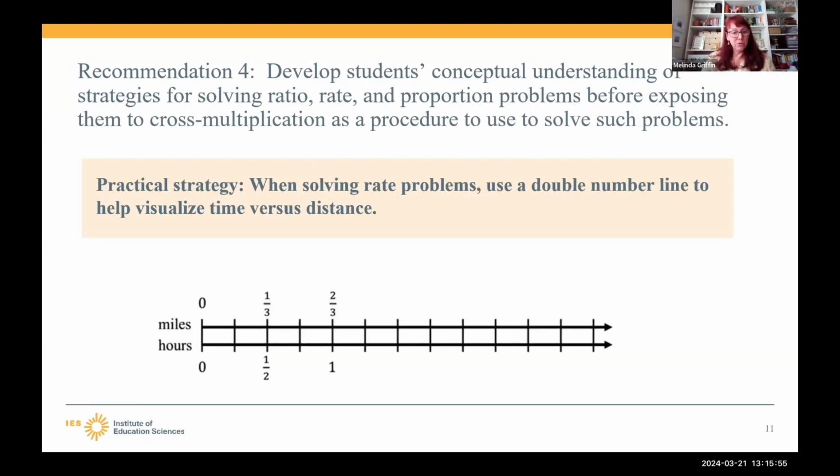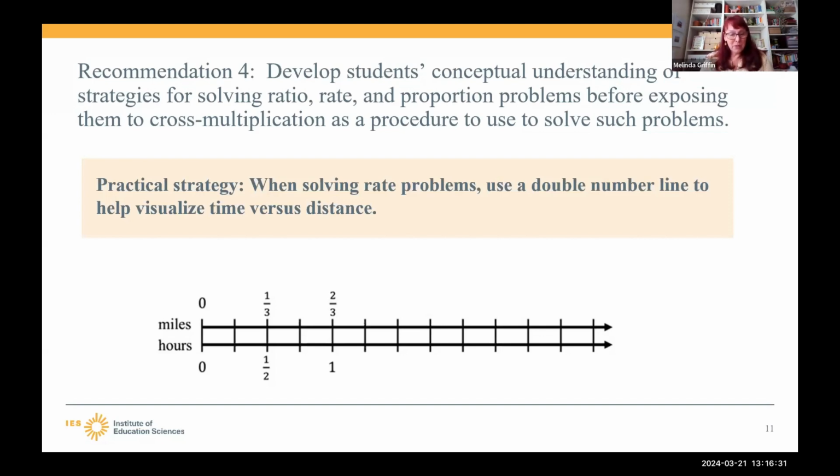Moving on to recommendation number 4: develop students' conceptual understanding of strategies for solving ratio, rate, and proportion problems before exposing them to cross multiplication as a procedure to use to solve such problems. So we have a practical strategy here that when solving rate problems, you can consider using a double number line to help visualize time versus distance. I like this one in particular because I think double number lines are something that often are not as familiar to teachers, but they make great sense when it comes to solving problems such as this.